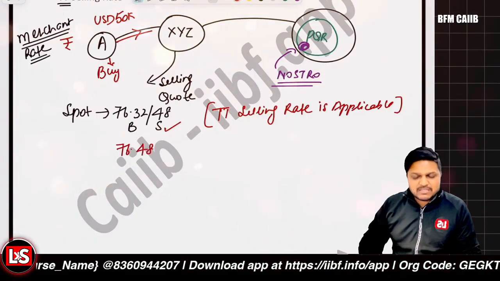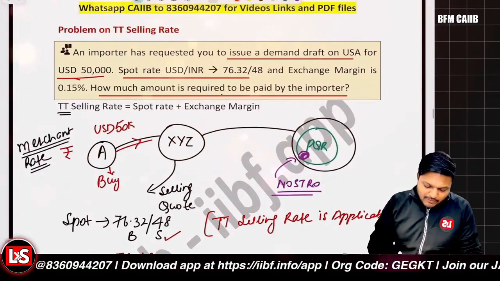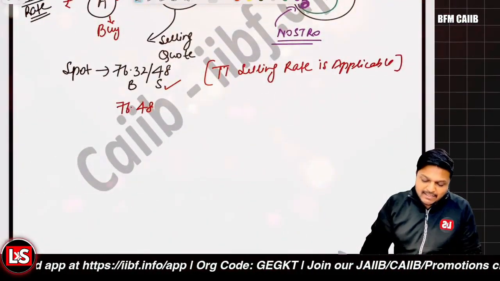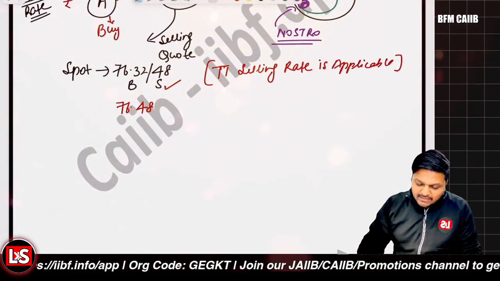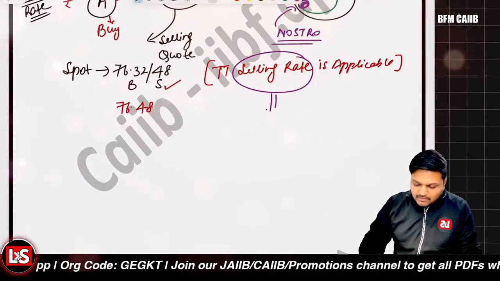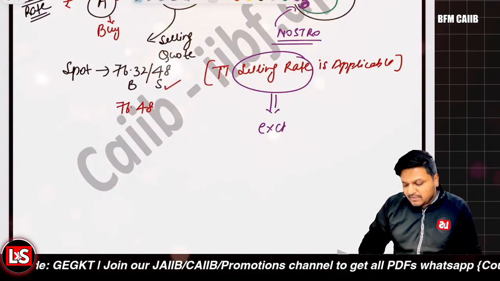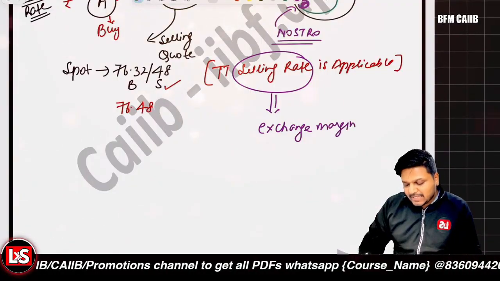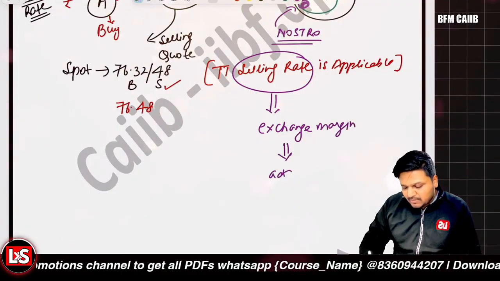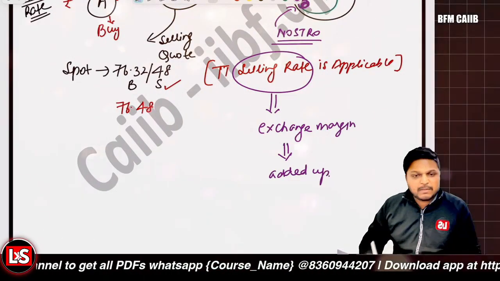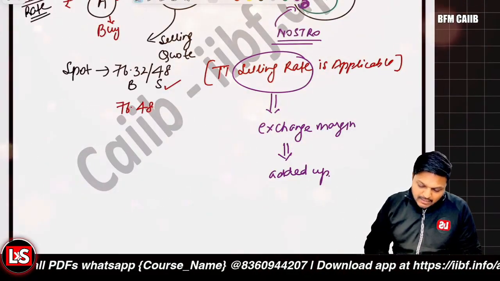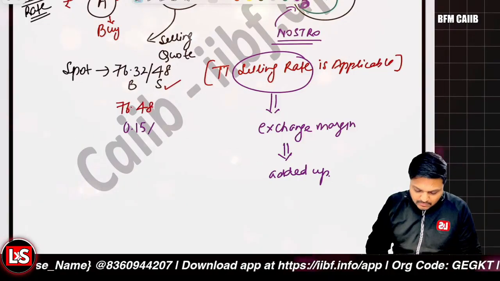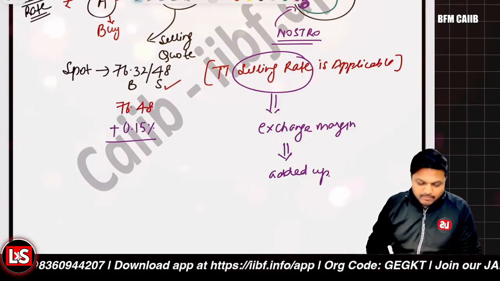The exchange margin is given as 0.15%, and what transaction is it? Buying transaction or selling transaction? It's a selling transaction. And whenever it's a selling transaction and we are given the exchange margin, the exchange margin is to be added. Keep that in mind. So it is 0.15%, and it is to be added.